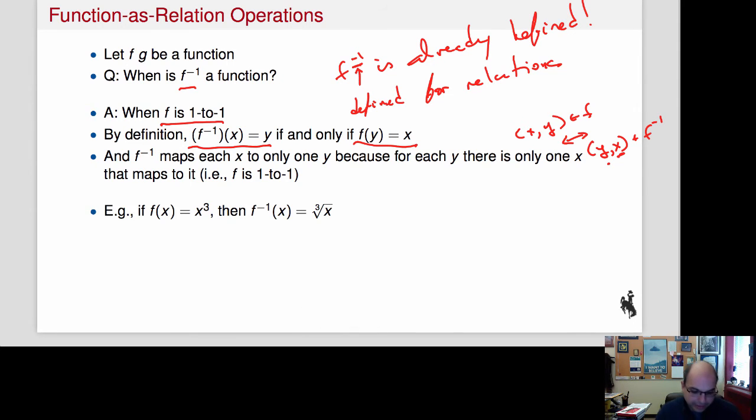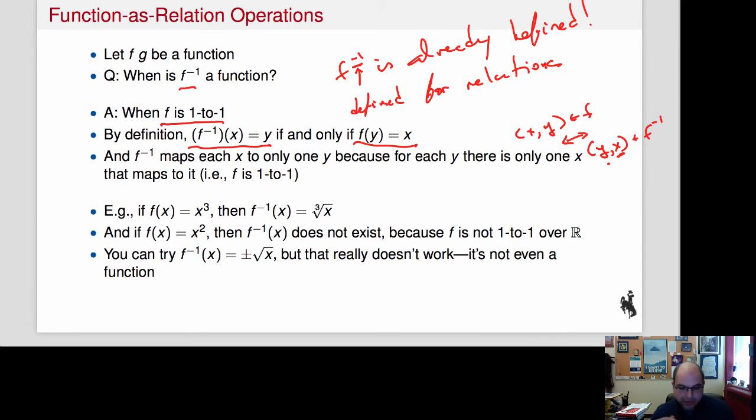Take x cubed. f of x equals x cubed. We know that's 1 to 1. That means that f inverse of x is actually the cube root of x, right? And look at x squared. Then f inverse of x is actually not a function, because f is not 1 to 1 over the reals. Some people will say, oh, wait a minute, it is a function, it's actually plus or minus square root of x. That's not true. It's plus or minus square root of x, which means there are two values associated with each x. Again, not a function.